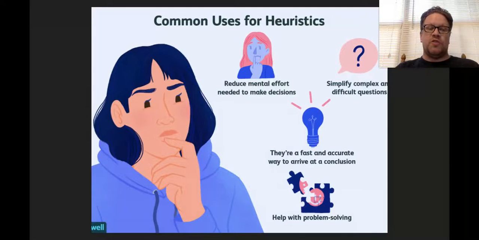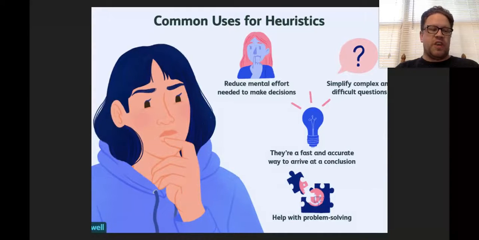Another useful heuristic is the practice of accomplishing a large goal or task by breaking it into a series of smaller steps. So this is like if you have a large research project, it's going to be much easier to tackle if you can divide it up into various parts that need to be accomplished. Then it'll seem less overwhelming.